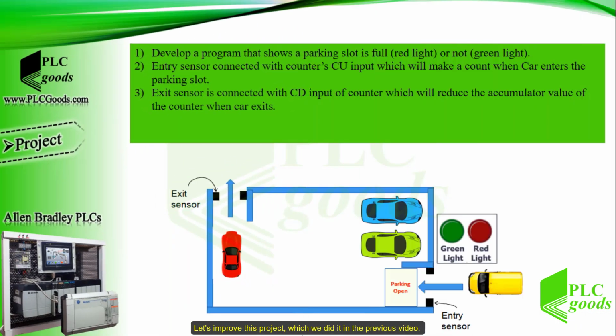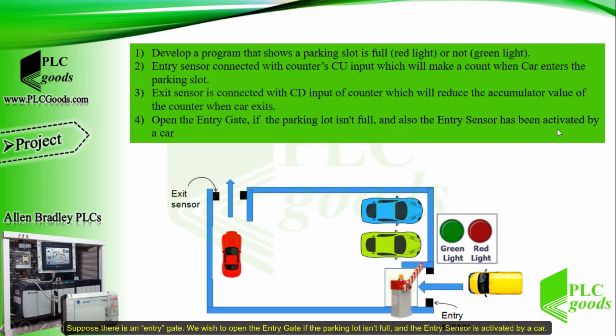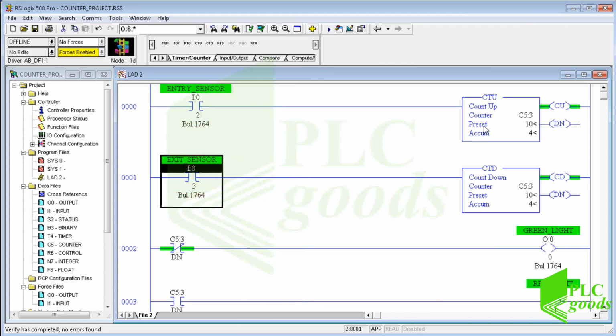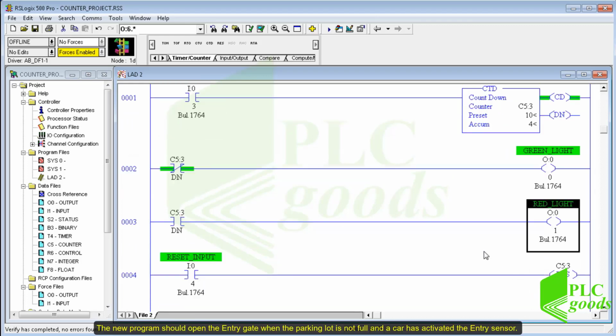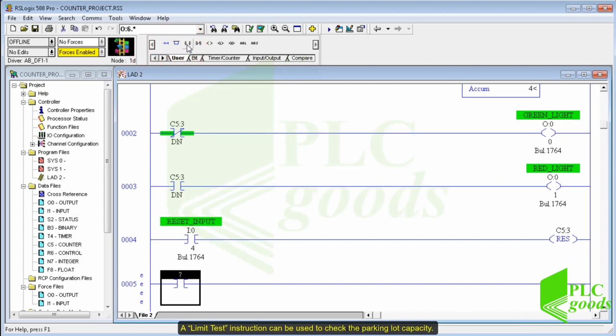Let's improve this project which we did in the previous video. Suppose there is an entrance gate. We wish to open the gate if the parking lot is not full and the gate sensor is activated by a car. Let's modify the program a little more. The new program should open the gate when the parking lot is not full and the car has activated the gate sensor. A limit test instruction can be used to check the parking lot capacity.